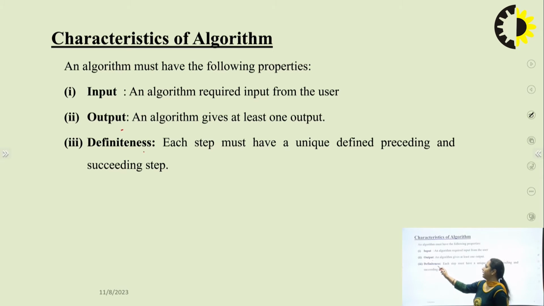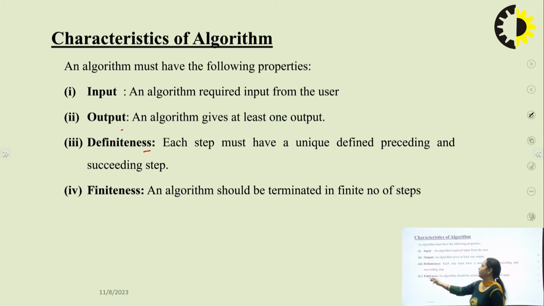Next we have definiteness. Definiteness says each step must have unique, defined, preceding and succeeding steps. Means all the statements, all the lines which you are writing in an algorithm must be definite, must be unique, which are preceded and succeeded by different or unique steps. You should avoid the repetition of the statements. Your statements must be unique.